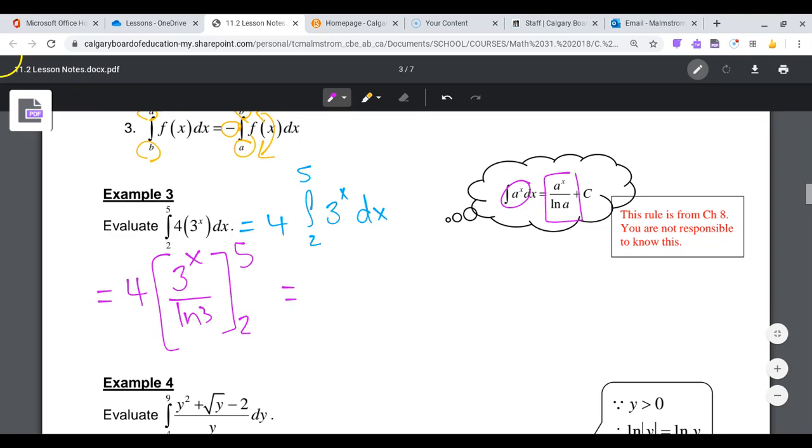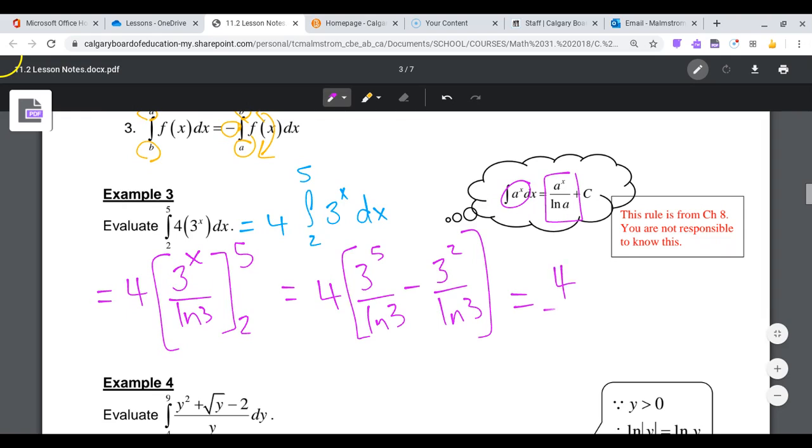Okay, so this would be equal to, I can keep that 4 out for now. So I'd have 3 to the power of 5 on ln 3 minus 3 to the power of 2 on ln 3. And so what does that look like? What could I do to simplify this? I could take the ln 3 out as a common factor, and then I would be left with 3 to the power of 5 minus 3 to the power of 2.